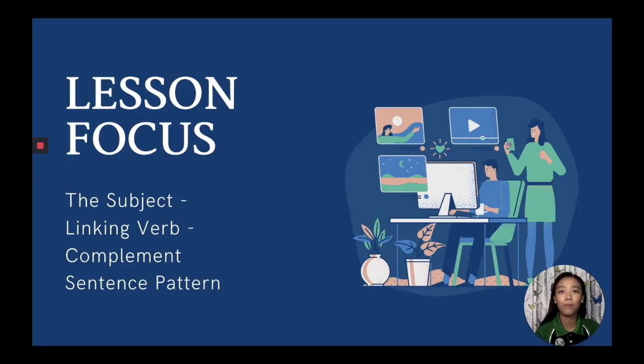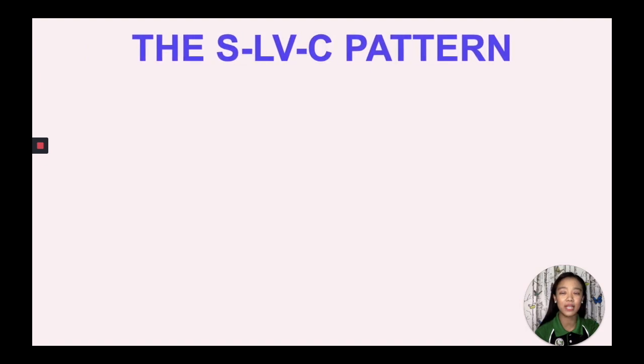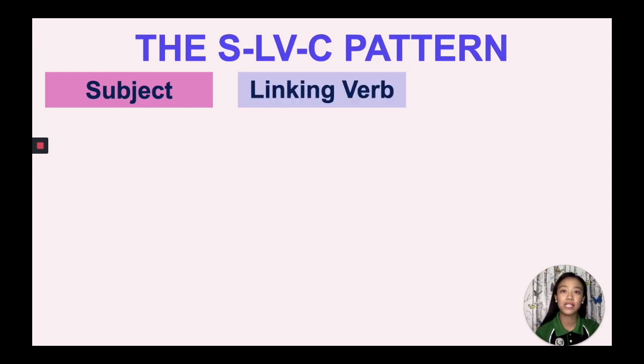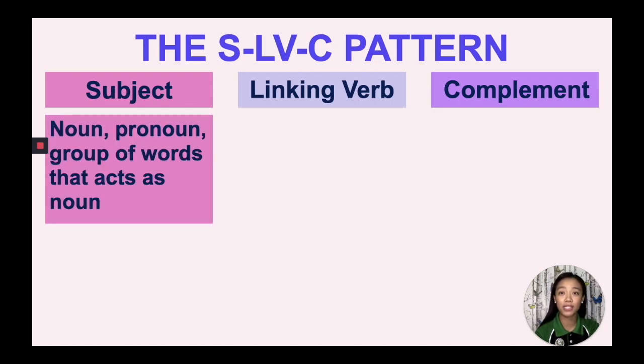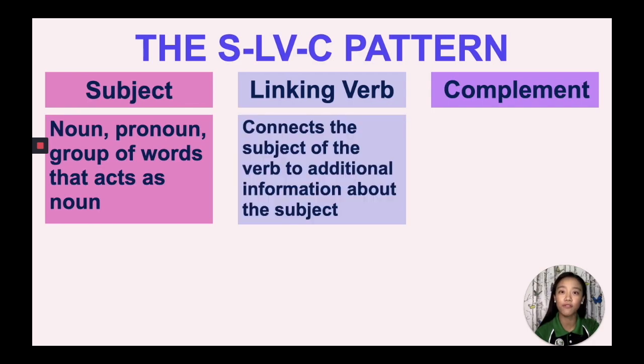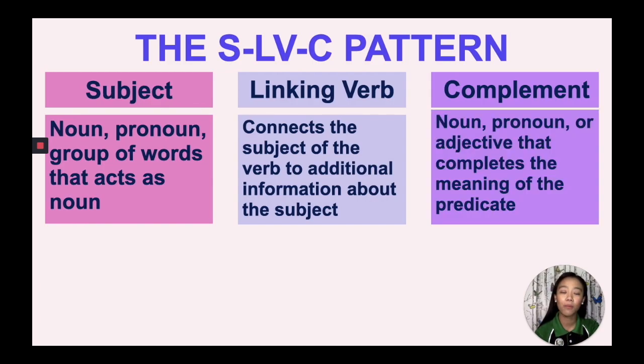Now that we are done reviewing the basic parts of a sentence, let us move on to our lesson focus for today, which is the subject, linking verb, and complement sentence pattern, or what we call the SLVC pattern. Again, S stands for subject, LV stands for linking verb, and C stands for complement. A subject is the noun, pronoun, or group of words that act as a noun. A linking verb connects the subject of the verb to additional information about the subject. And the complement is the noun, pronoun, or adjective that completes the meaning of the predicate.